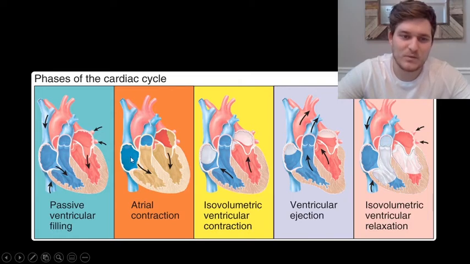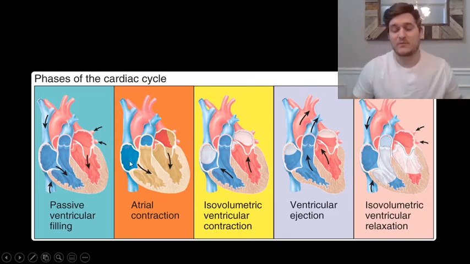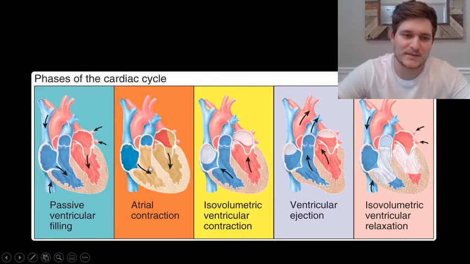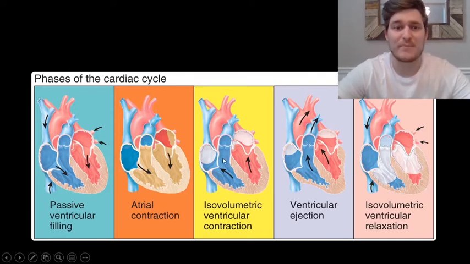So when that electrical signal jumps from the SA to AV node, all this muscle surrounding the atria is going to contract. And what that basically ensures is that we get the most blood out of the atria and fill up these ventricles more. Then what's going to happen is that these atrioventricular valves are going to shut. So all four valves that you see here are closed.